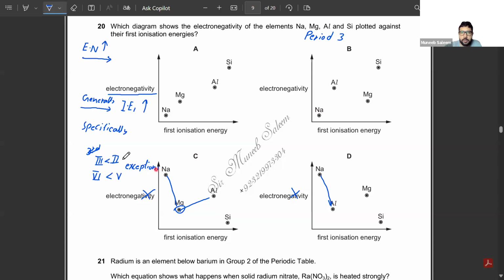Both option A and option B have an increasing trend of electronegativity across a period, but we need to look at the trend of the first ionization energy. As we said, group 3 has smaller ionization energy than group 2. We can see here that magnesium has higher ionization energy than aluminum. Magnesium belongs to group 2 and aluminum belongs to group 3. So yes, group 3 has smaller ionization energy than group 2. That's why the correct option is option B.